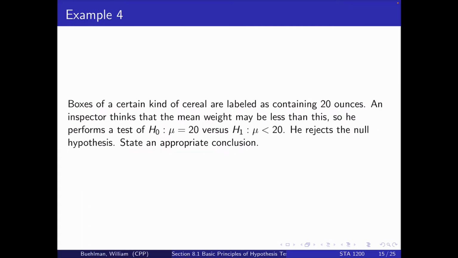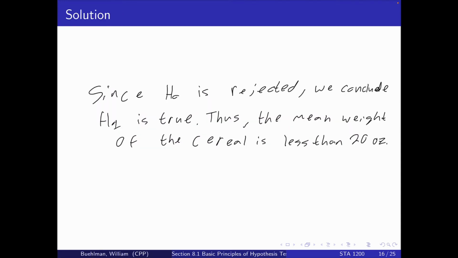What we are saying is the null hypothesis might be true. Example 4. Boxes of a certain kind of cereal are labeled as containing 20 ounces. An inspector thinks that the mean weight may be less than this, so he performs a test of the null hypothesis, mu equals 20, versus the alternative hypothesis, mu is less than 20. He rejects the null hypothesis. State an appropriate conclusion. Since H0 was rejected, we conclude that H1 is true. Thus, the mean weight of the cereal is less than 20 ounces.